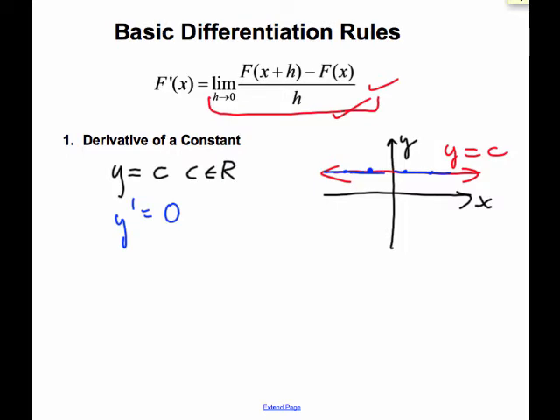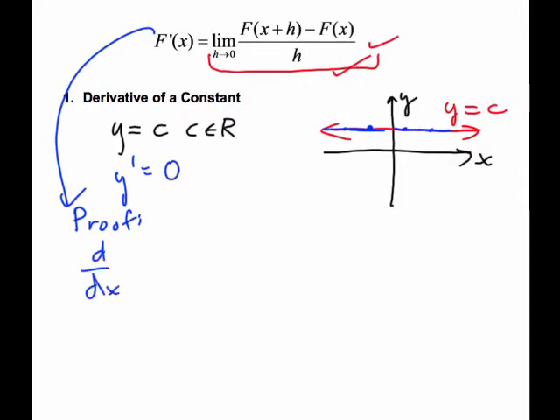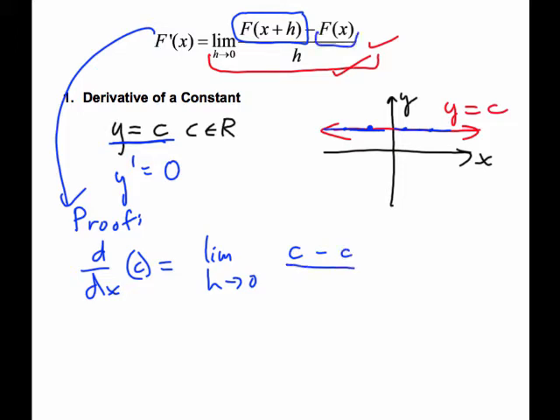Alright, so intuitively that makes sense, but in order to prove this definitively, we need to apply a proof which involves applying our definition of the derivative. So here we go. The derivative of y equals c would be the limit as h approaches 0 of f of x plus h. Well, there's no x in this formula, so f of x plus h would just be c, minus f of x, which is c. The y value is always c. It's a constant function, over h, which means the limit is 0 over h, which is 0.